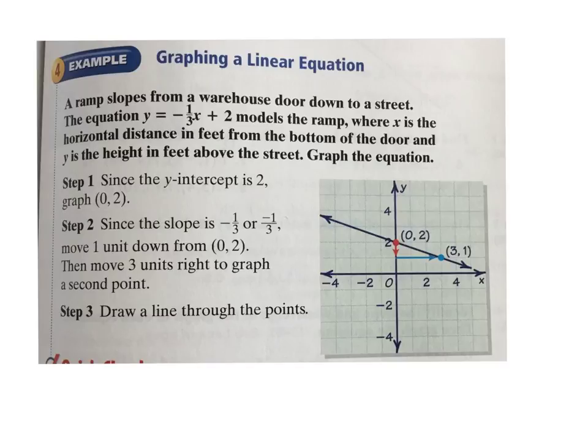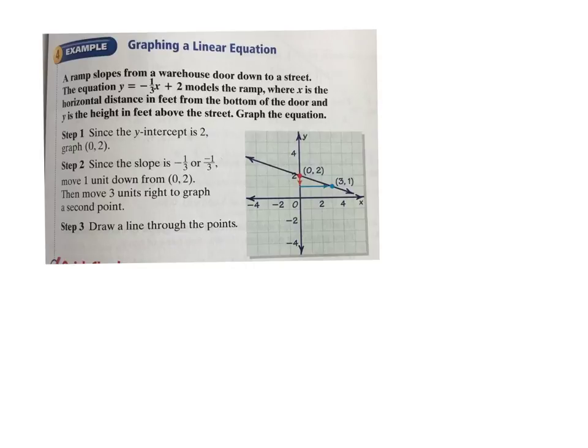Okay, so again, here's what we're doing. A ramp slopes from a warehouse door down to a street. This equation, y equals negative 1/3 x plus 2, models the ramp, where x is the horizontal distance in feet from the bottom of the ground, and y is the feet above the ground, or above the street rather. Graph the equation. So again, as a reminder, this has all the information we need. It is y equals negative 1/3 x plus 2.